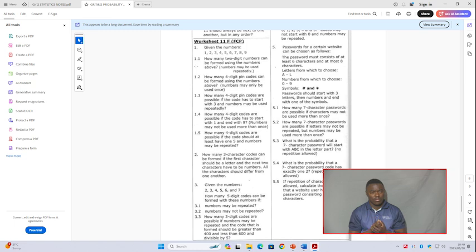Okay. I want you to do 1.2. I'm going to read the question, and I'm going to give you an opportunity to do it. 1.2. How many 4-digit PIN codes can be formed using the numbers above? Numbers may only be used once. It's a 4-digit PIN code. Right, I want you to try and figure that one out. We are busy with 1.2.